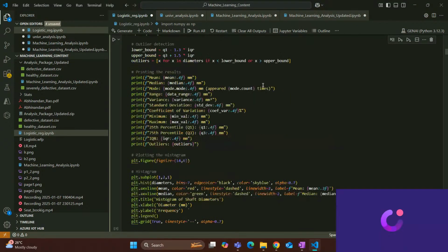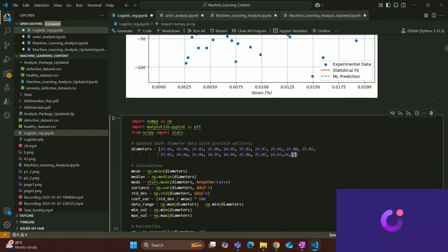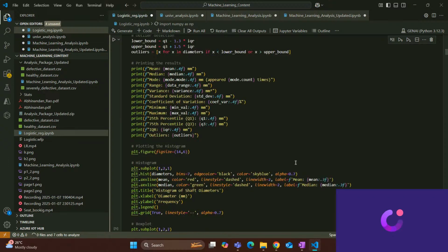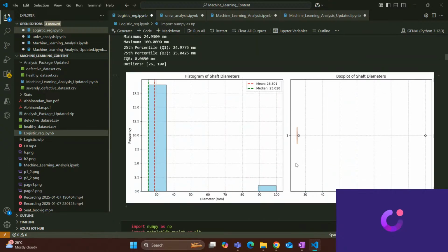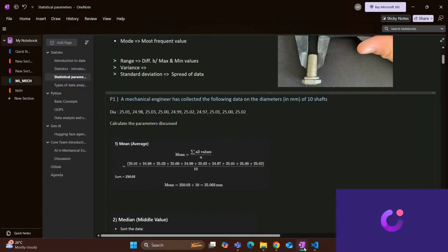So suppose let's say we have a value as 100. So it has to average out, right? It will put some bits of that in. So you can see that the average mean is now 28. The median is almost nearby, the same only, right? It's not changing much. So we can say mean is very much sensitive to the outliers.